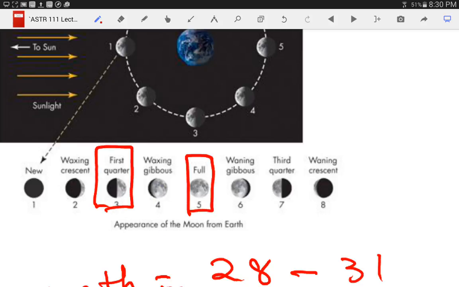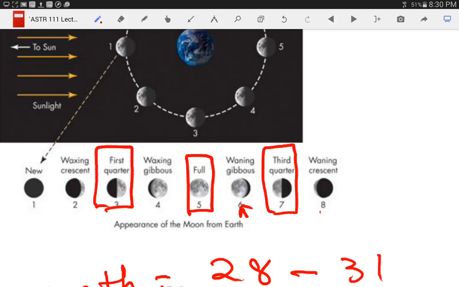Waxing gibbous comes in between. Then waning gibbous, that's where we are right now. Third quarter is again a half moon, but notice the difference. Opposite sides are the sides that are seeing the sunlight. And then finally we have waning crescent, and we get back to new. So that's the sequence of names for the moons.